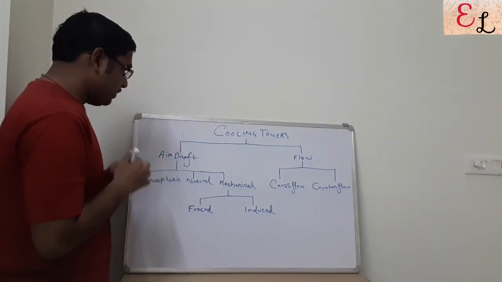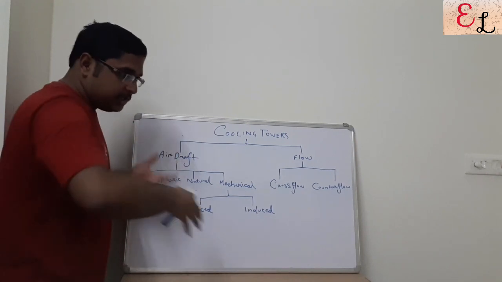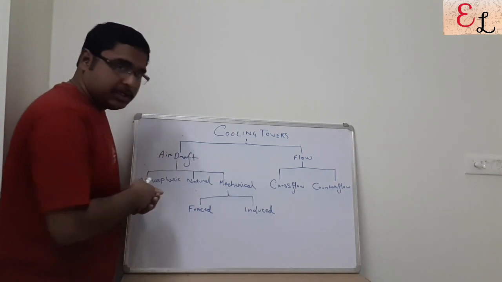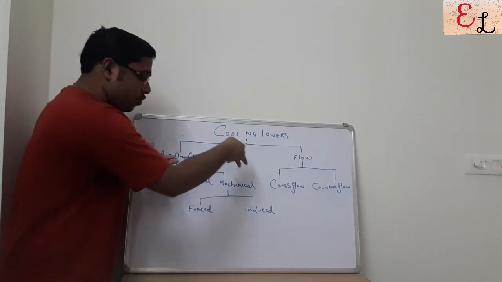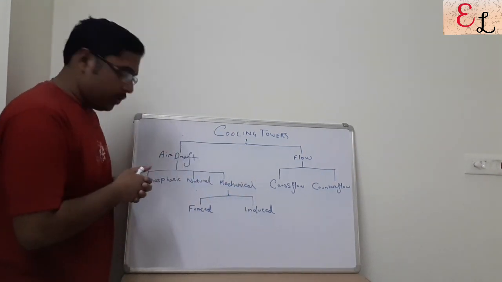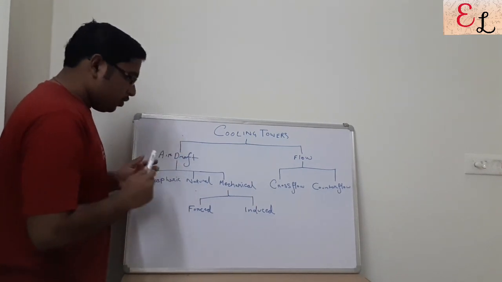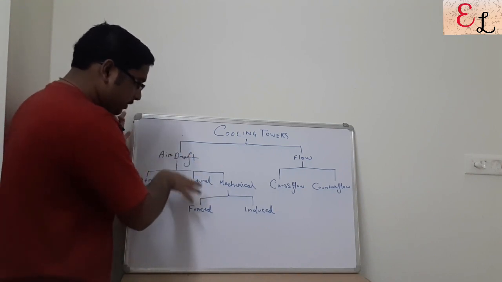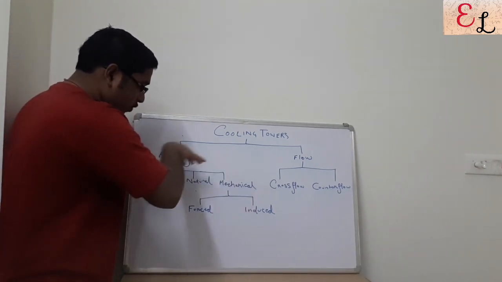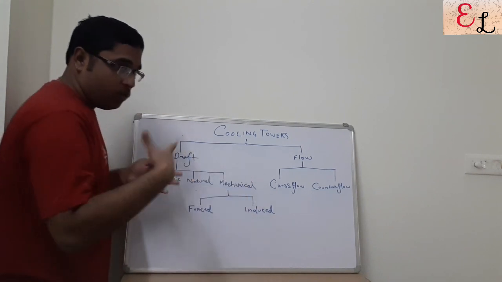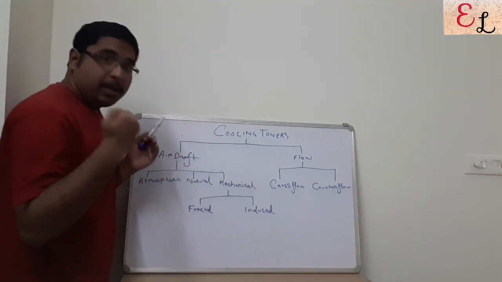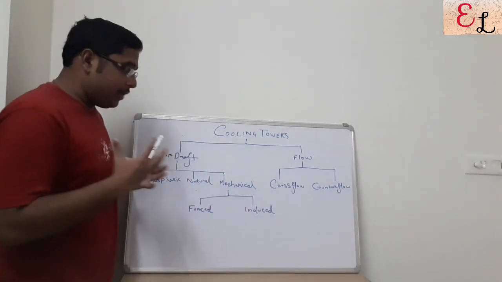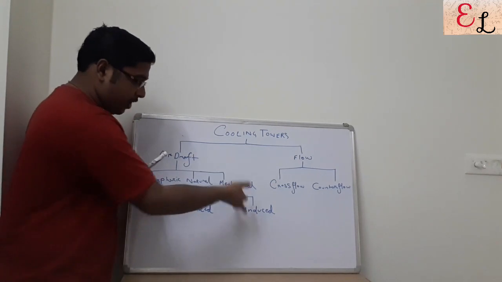Talking firstly about the type of air draft, that is the type of airflow being used in the cooling tower, it can be classified into three basic types: atmospheric cooling tower, natural draft cooling tower and mechanical draft cooling tower. Mechanical draft cooling tower can be further divided into forced draft cooling tower and induced draft cooling tower. We are going to come to what is a forced draft cooling tower and what is an induced draft cooling tower.